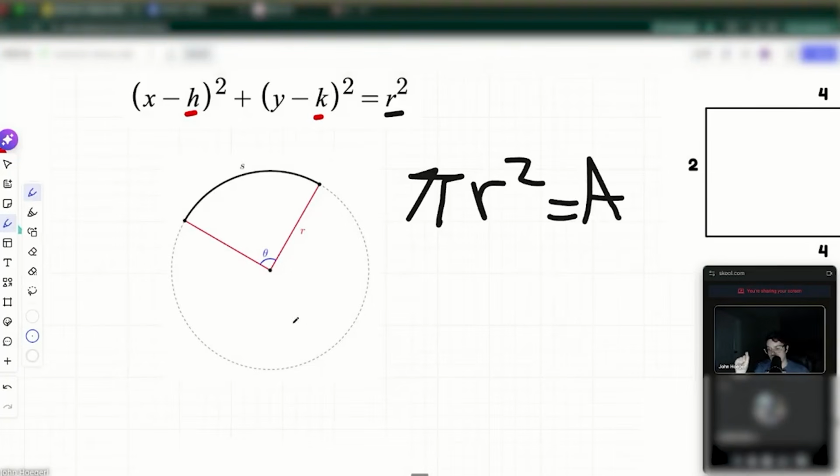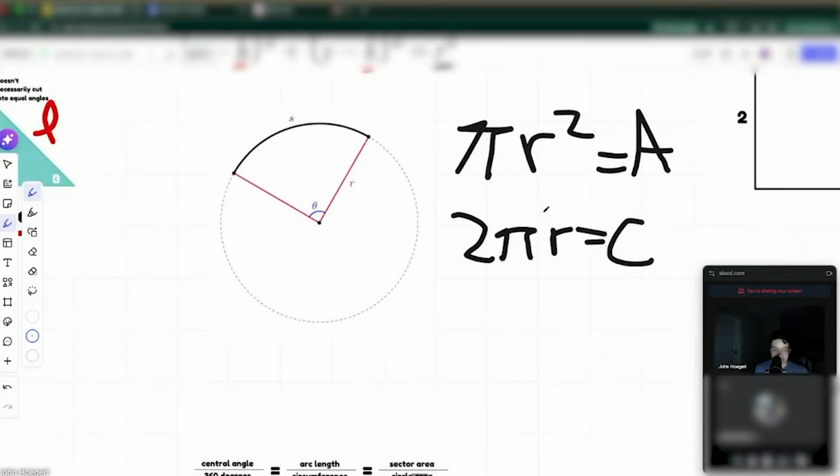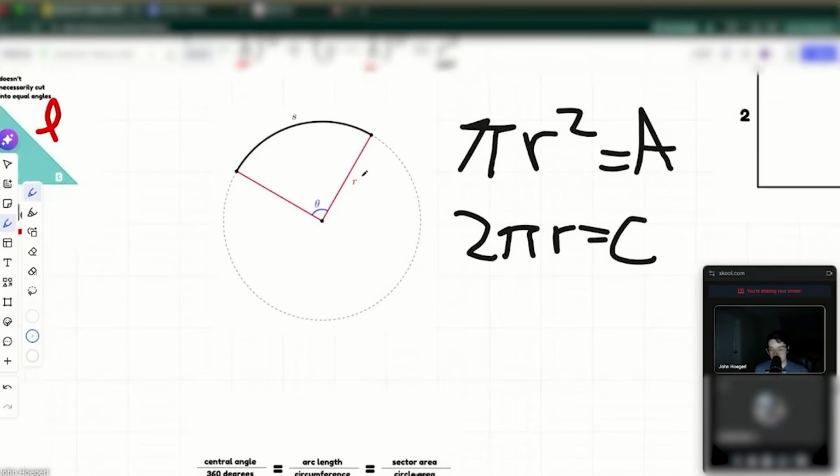And then if I want to find the crust, or let's just use the actual term, the circumference of the circle, I would do 2 pi r. That is equal to the circumference, crust, whatever. So back to my example before, let's say that the radius was equal to 3.